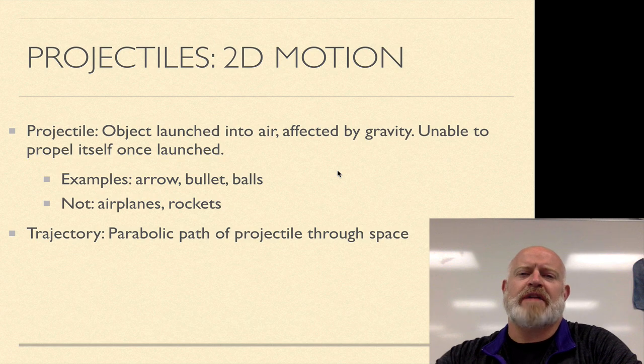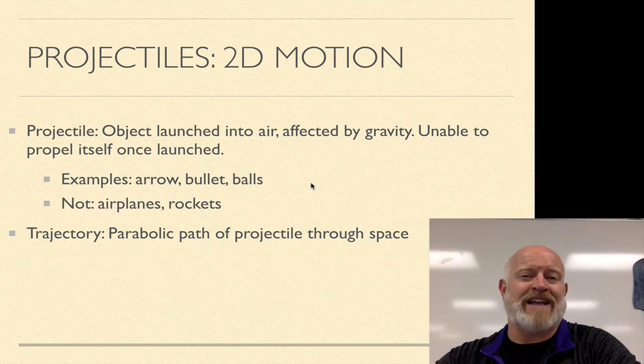Now, when we deal with projectiles in general, there are some terminology and things that we have to make sure we understand. So the first thing is, what is a projectile? Projectiles are objects that are launched into the air. They are affected by gravity, but they don't propel themselves, and that's the key point here. We're not talking about rockets or airplanes or anything that has propulsion. We're looking at things like an arrow, a bullet, a ball, something that flies through the air.